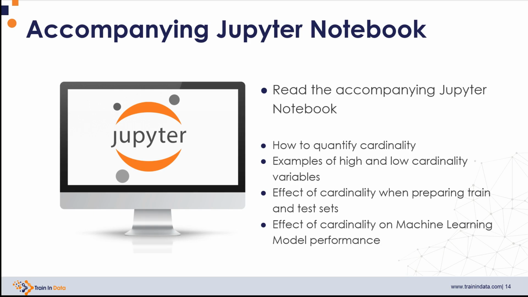There is an accompanying Jupyter notebook to this video, where you will find notes on cardinality and its effects on model performance and operationalization. You will also find code to quantify cardinality, examples of high and low cardinality variables, examples of the uneven distribution of the categories between the train and the test set for highly cardinal variables, and finally, the impact of cardinality on machine learning model performance. So don't forget to check this Jupyter notebook out.